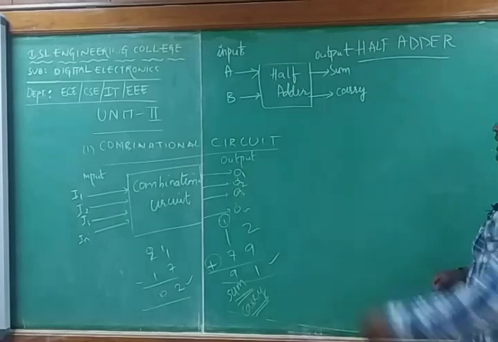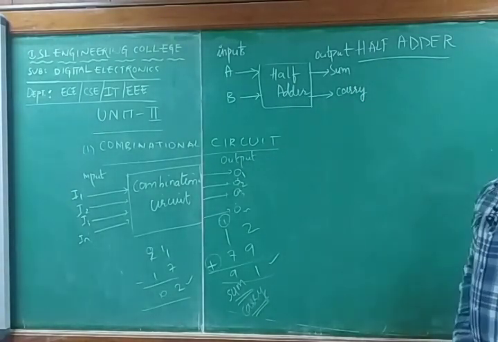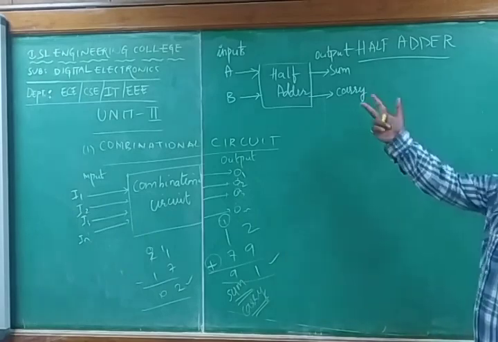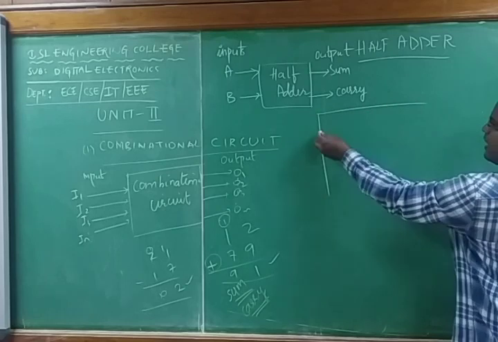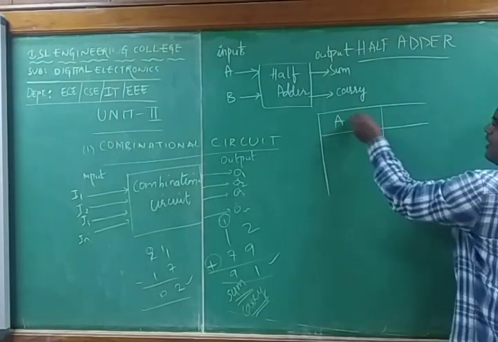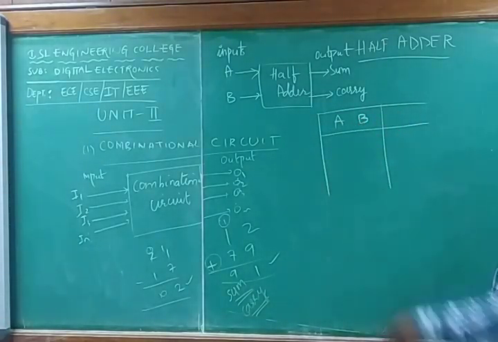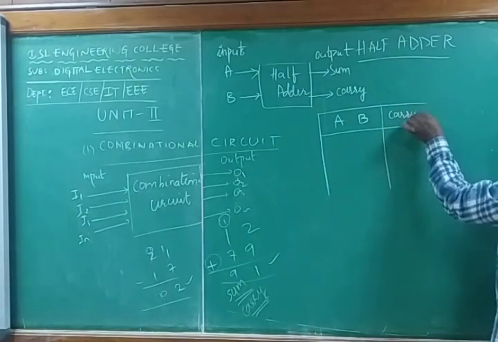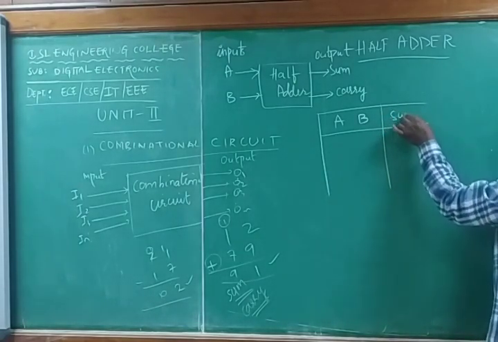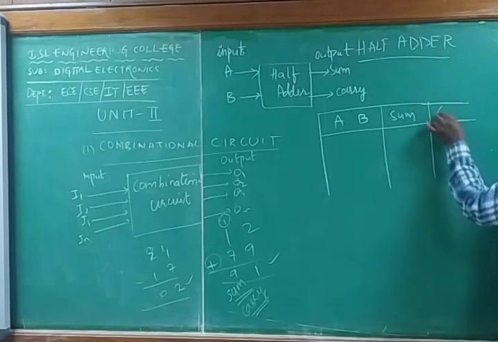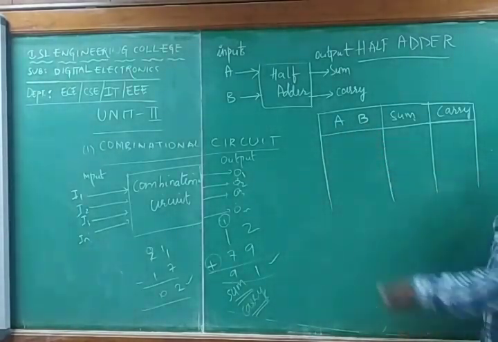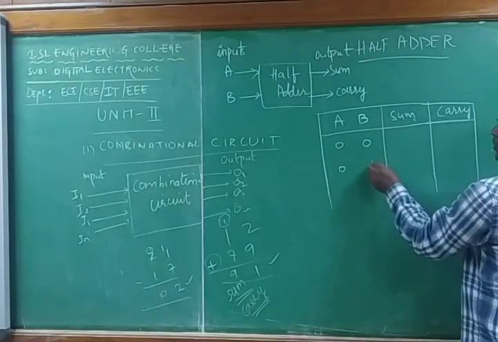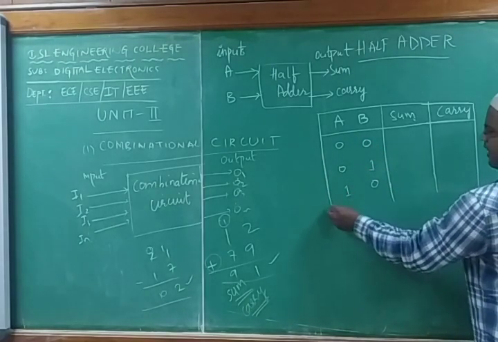So what I am doing is drawing its truth table. I want to make the truth table for this half adder. I am taking two inputs, A and B. When I take A and B, what is the output? I can get the sum first, and second I will get the carry. So sum and carry I can get for the two-input combinations. What are the input combinations of two bits? They are 00, 01, 10 and 11.